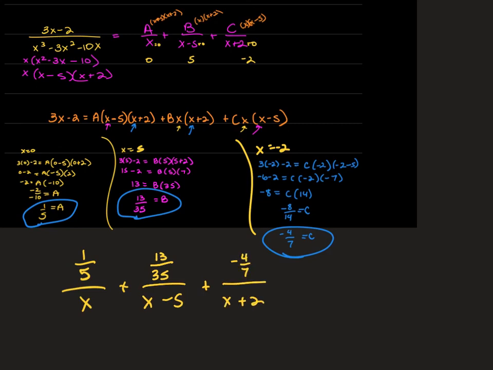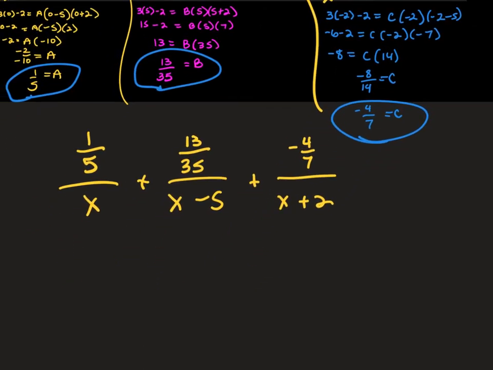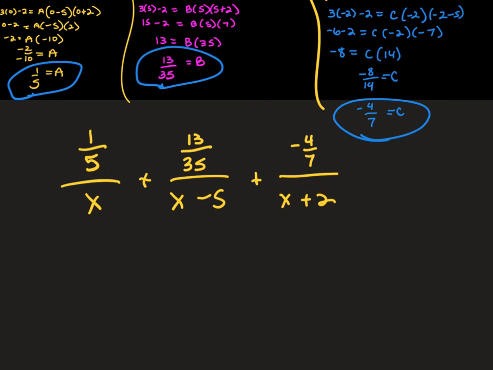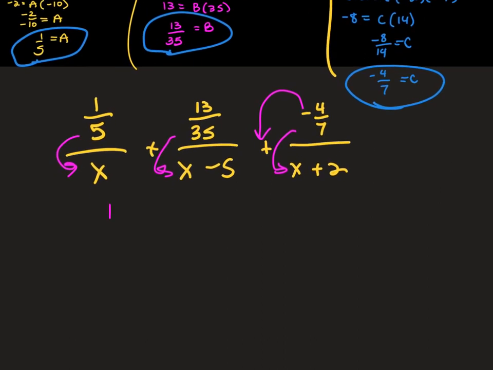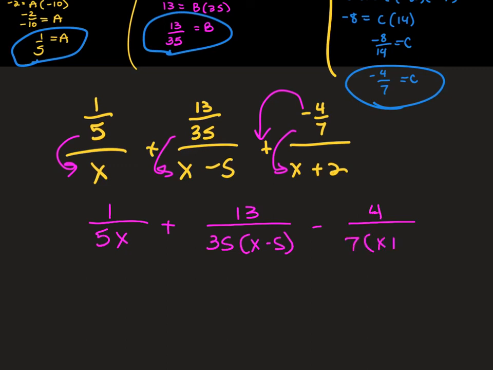I cannot leave a fraction within a fraction, and I cannot leave the numerator negative. So this 5 is going to come down to the bottom here, 35 here, 7 here, and that negative is going to become a minus. So I get 1 over 5x plus 13 over 35 times x minus 5 minus 4 over 7 times x plus 2.